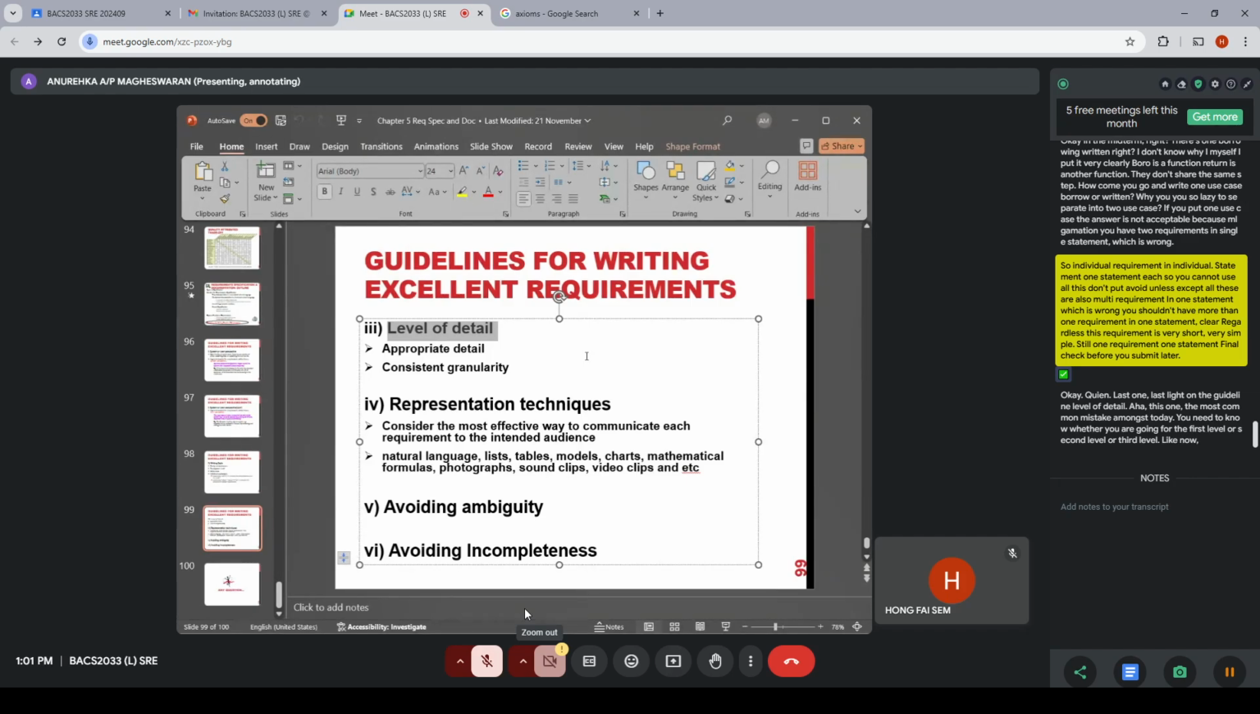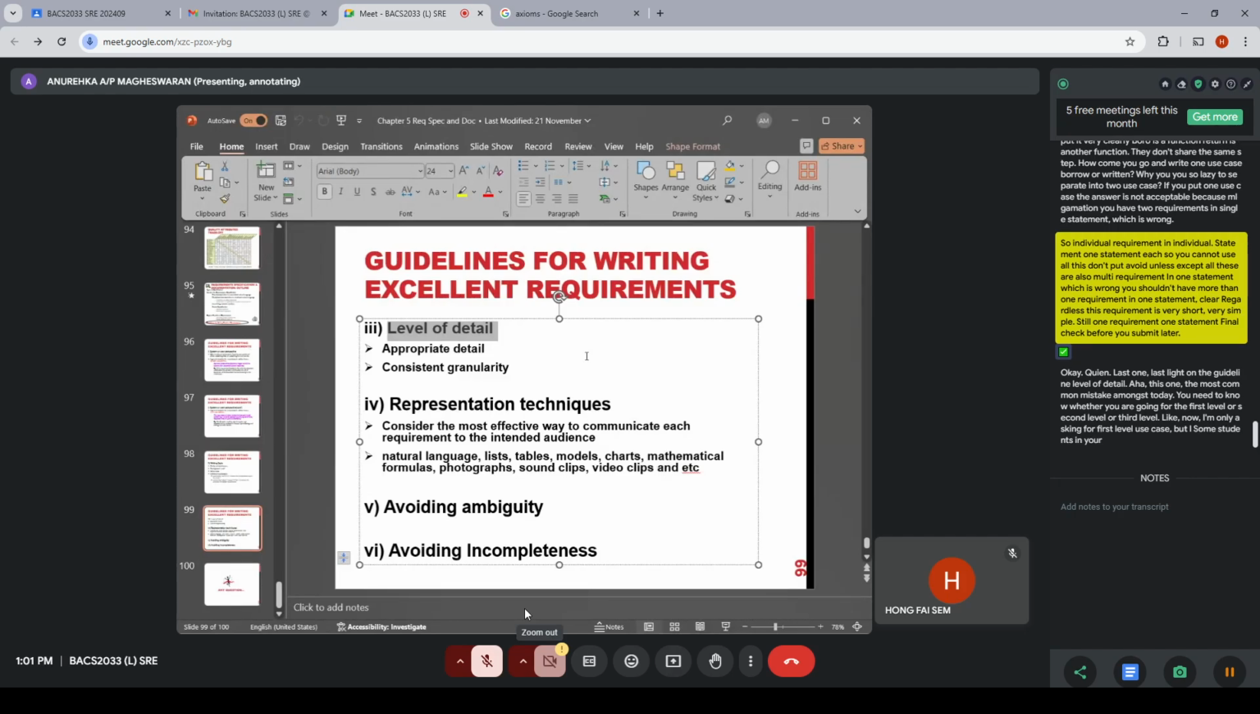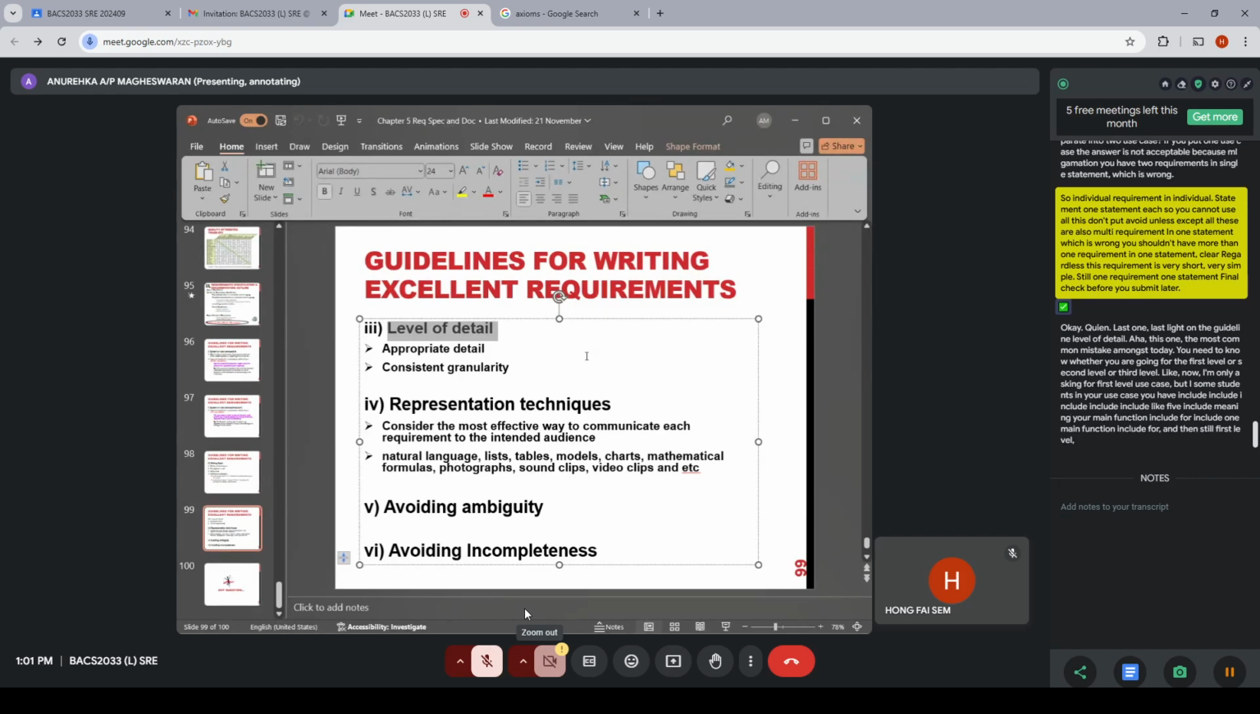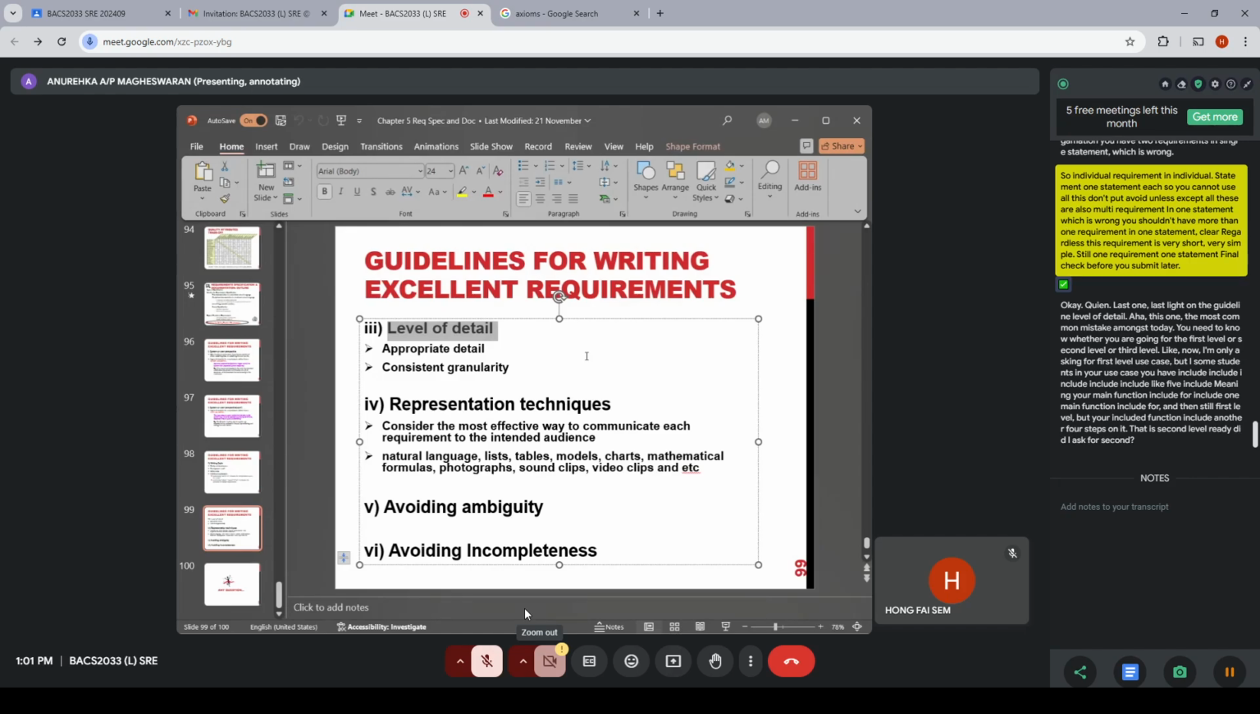Like now, I'm only asking for first level use case, but I notice some students in your use case have included five includes, meaning your main function includes four, and then still first level. But your included function includes another four steps, no need. That is second level already. Did I ask for second level?